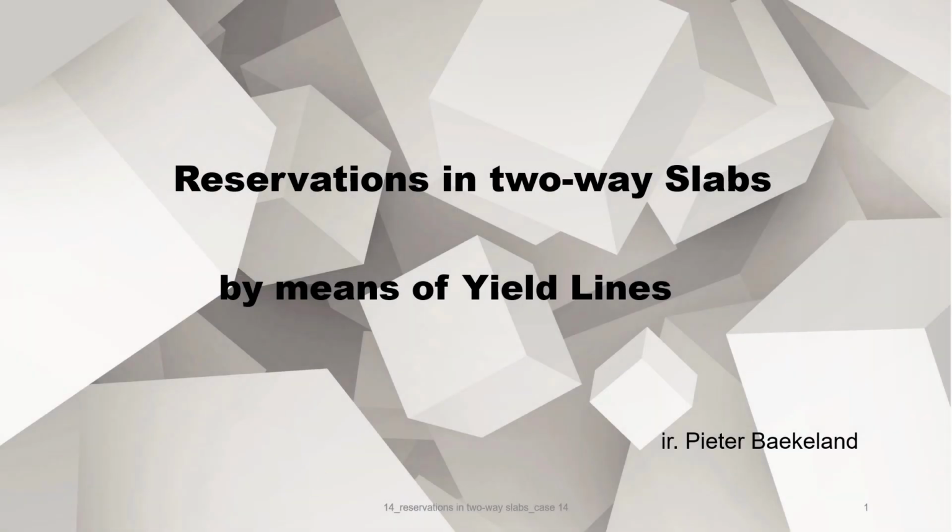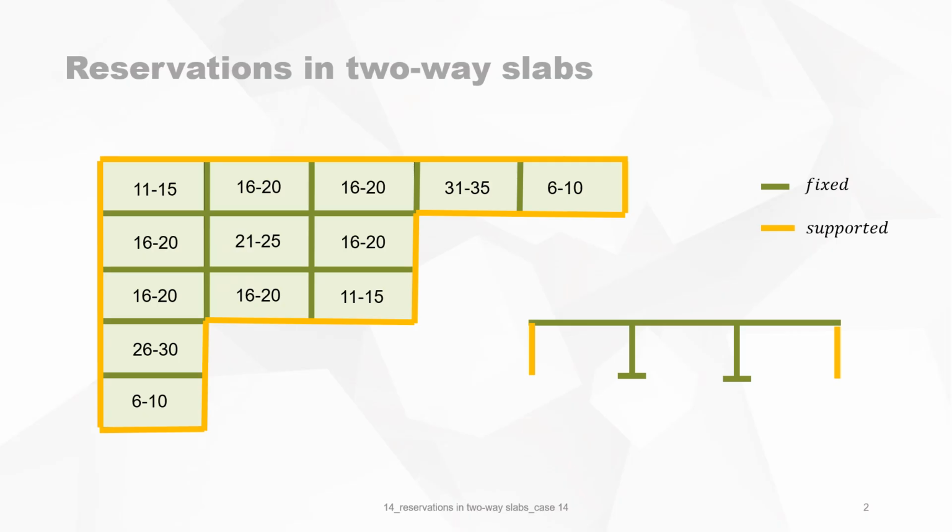Reservations in two-way slabs by means of yield lines. This video will deal with cases 11 to 15, and it's about a slab which is fixed on two sides and simply supported on two adjacent sides.